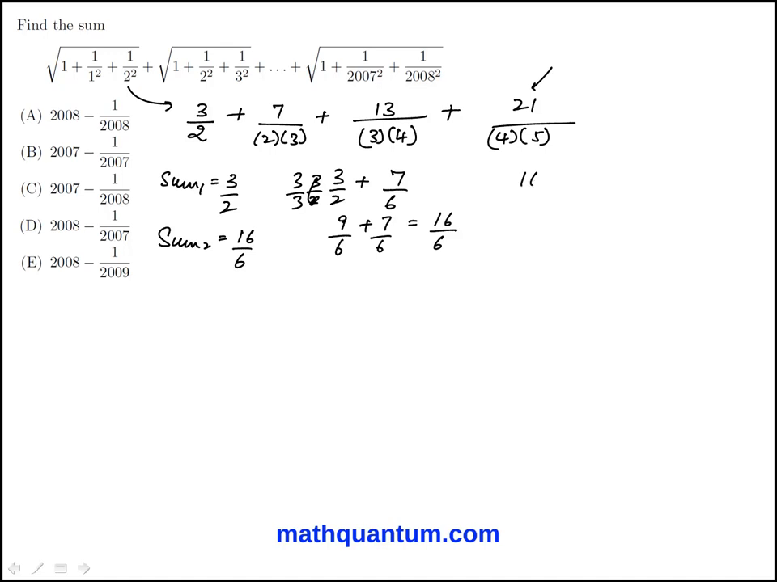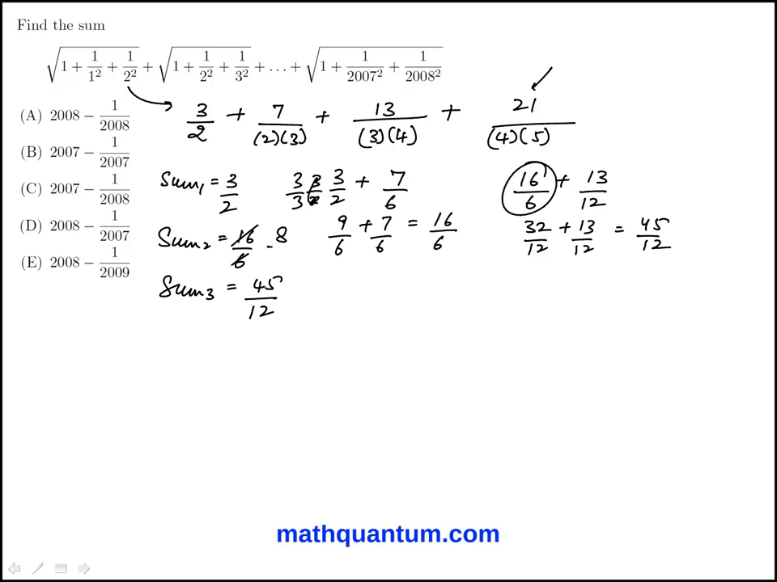And then three terms would be 16 over 6 plus 13 over 12. So that's 32 over 12 plus 13 over 12. That's 45 over 12. Actually, I should reduce this. We'll see if that reducing helps. 15 over 4.